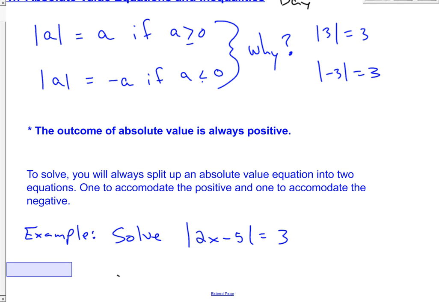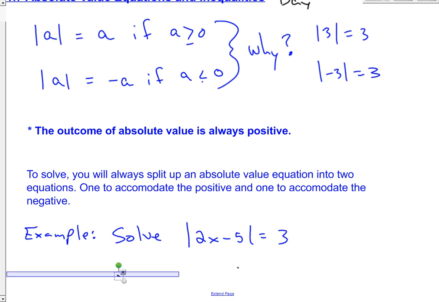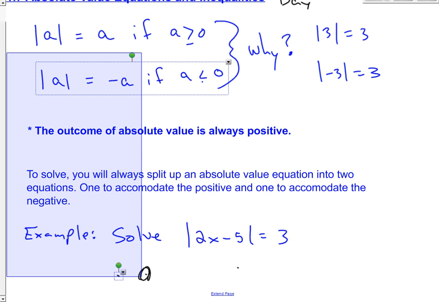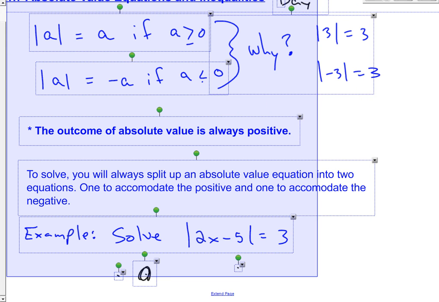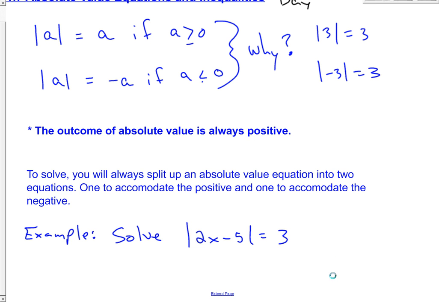we have this example, and we have 2x minus 5 is equal to 3. This thing is going to be annoying. I can't get it to be a... I can't get it off of here. Okay, now let's try this. Okay, there we go. All right.